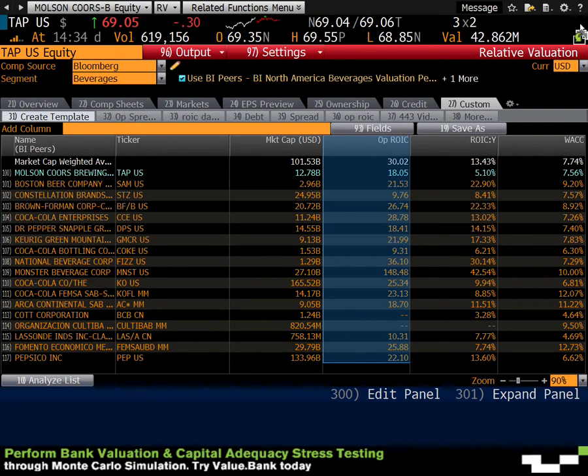This is how Bloomberg itself, in the way calculations are done, can be a little misleading. And here's why. What ROIC includes is non-operating performance. So what is non-operating performance? One, it's cash. Two, it's joint ventures. So here's the other thing. Molson Coors has a big joint venture with SAB Miller.